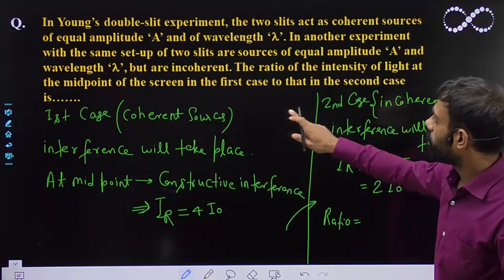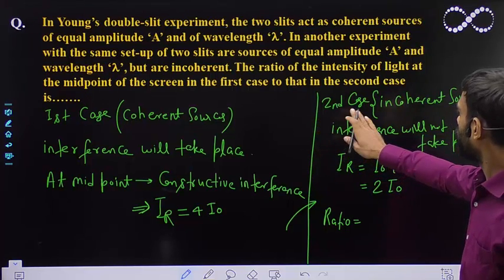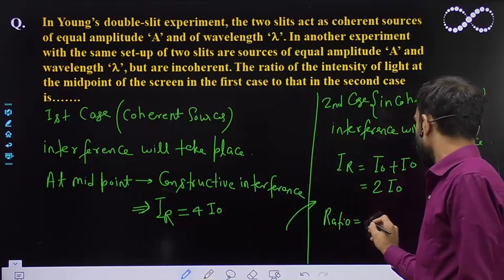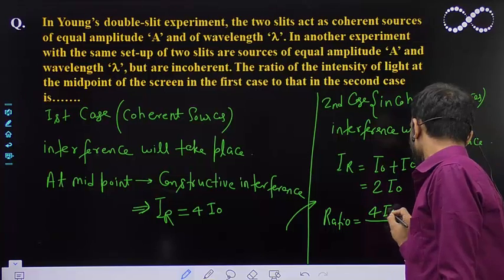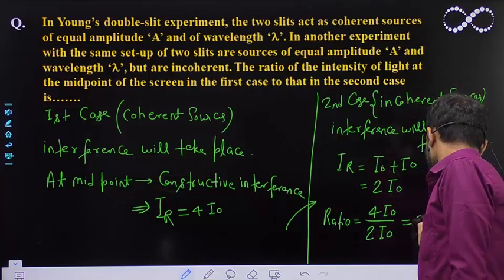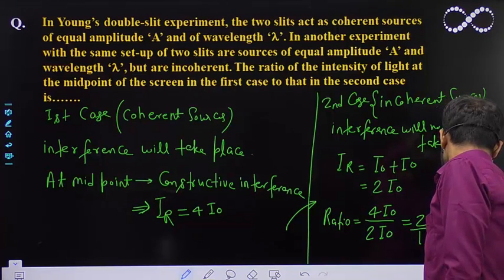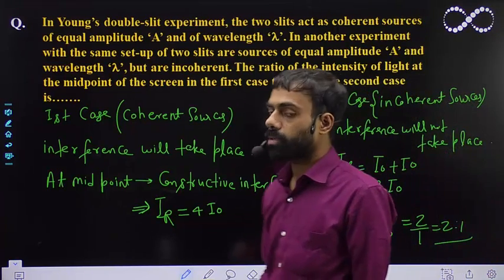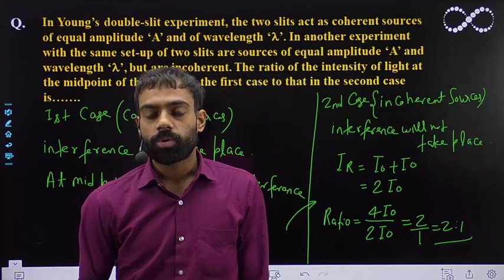So the ratio of the first case to the second case: the first case is 4 I naught, and the second case is 2 I naught. So it will become 2 upon 1. So the answer will be 2:1. Okay students, I hope you understood this question.